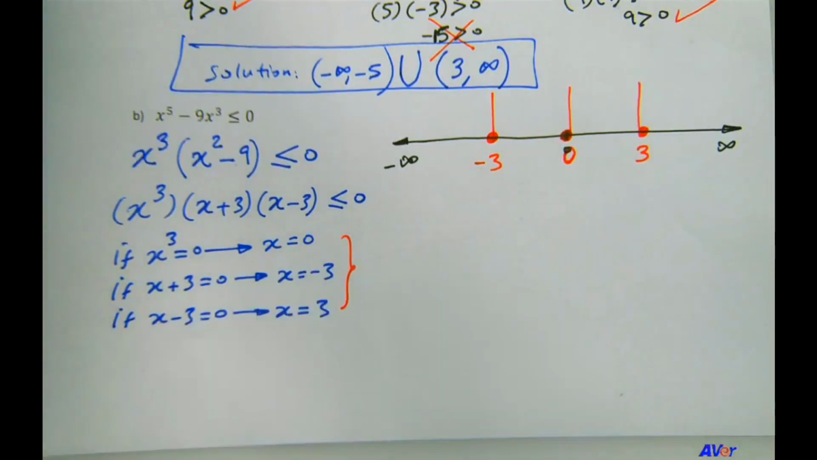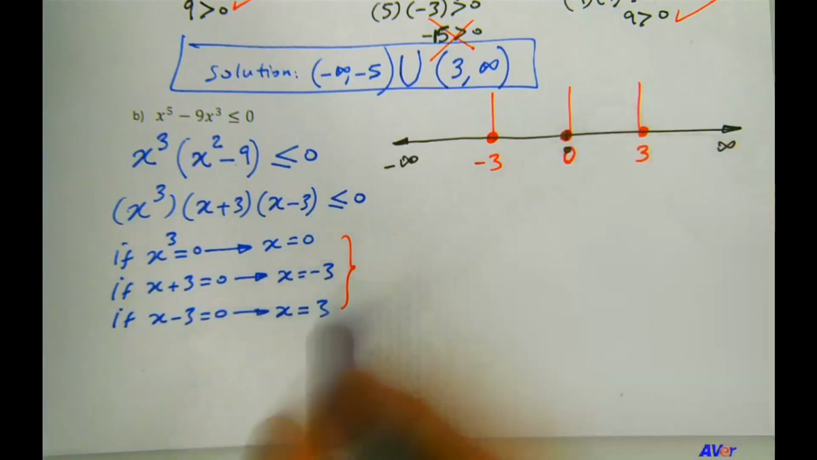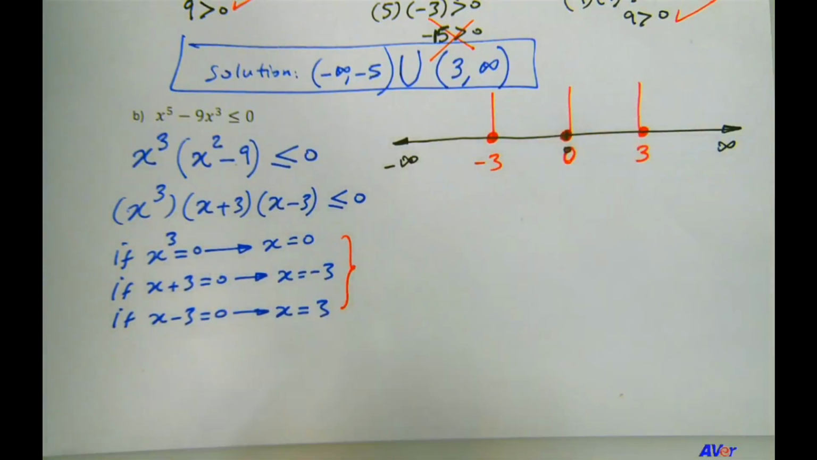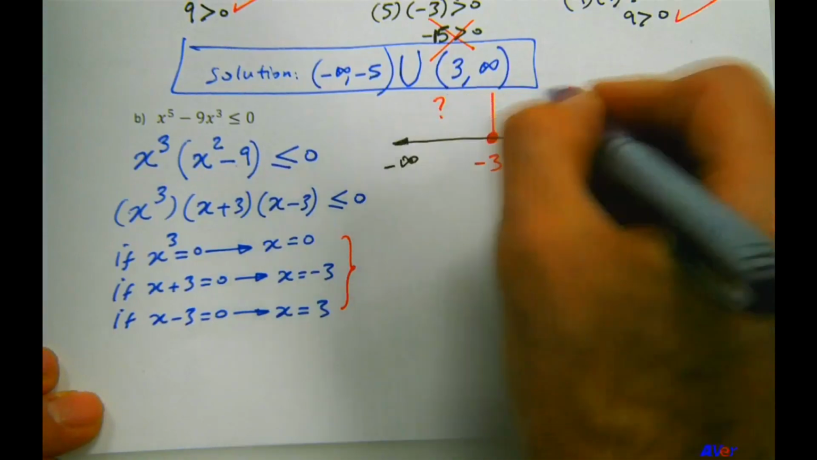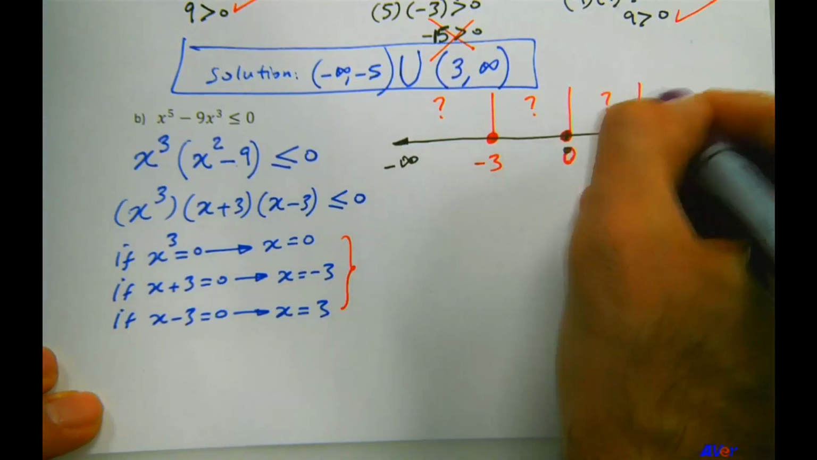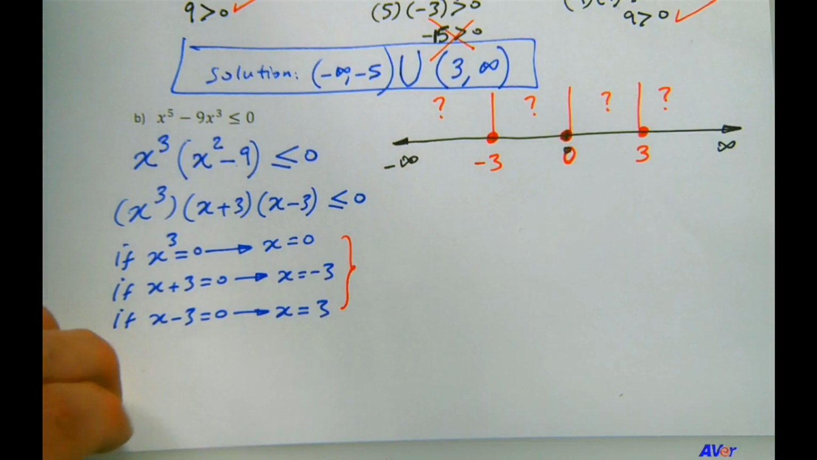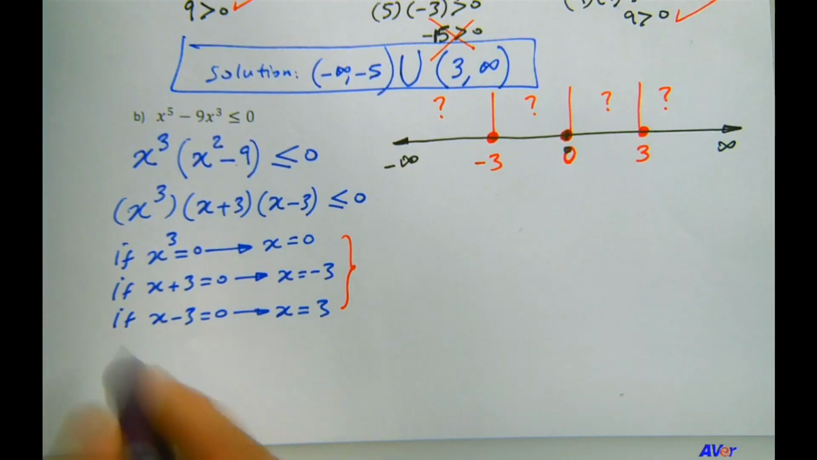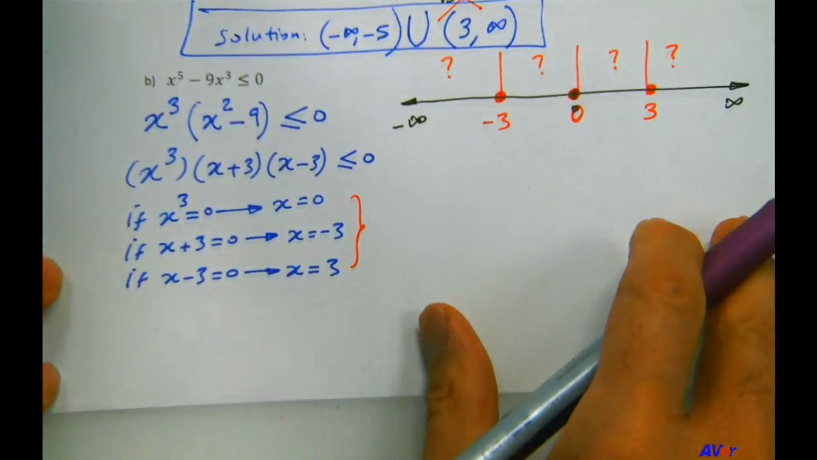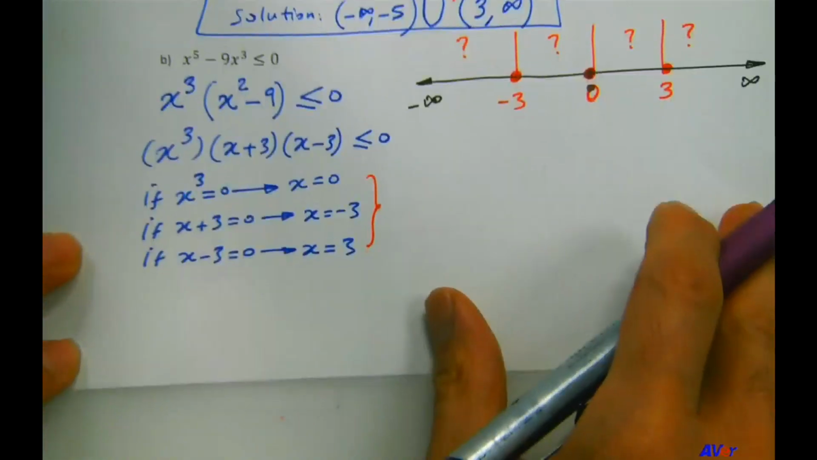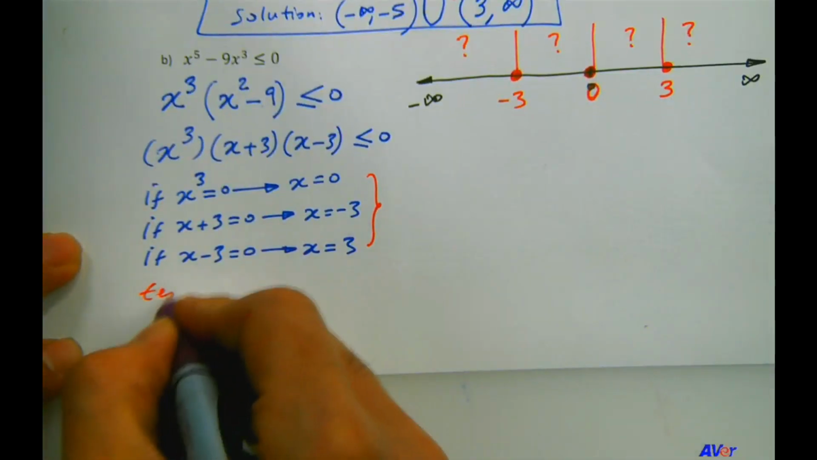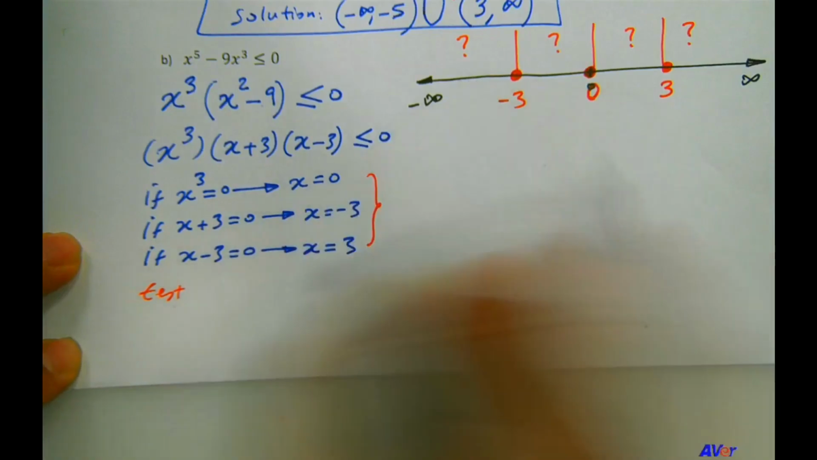But also, we have these intermediate regions to check, right? We need to check this region, this region, this region, and this region. 4 regions to check. So let's start here. Let's test some number in this region, x equals negative 4.